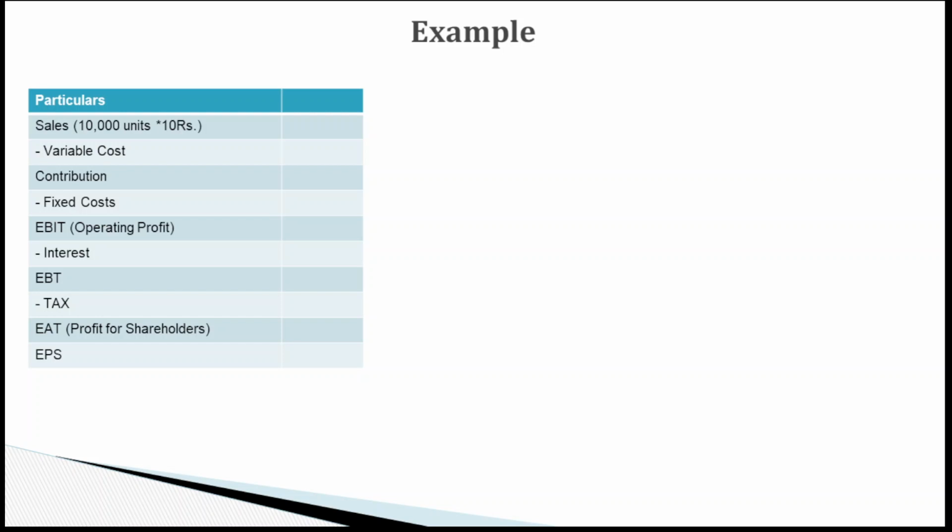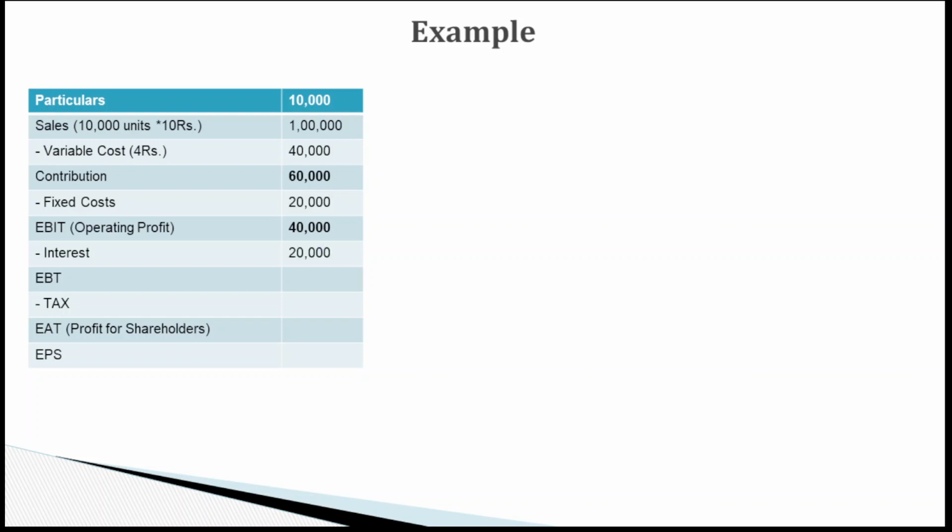and EAT is divided by the number of shares, and we'll get the EPS. So let's assume there are 10,000 units that we are selling and the sales per unit is 10 rupees. We'll assume the variable cost per unit is 4. So here we are writing 10,000 units and the sales will be 10,000 into 10, 1 lakh. The variable cost is 40,000. Contribution will be 1 lakh minus 40,000, 60,000, and from this 60,000 we'll reduce the fixed cost. We have assumed that the fixed cost in the business is 20,000 and we'll get 40,000 operating profit.